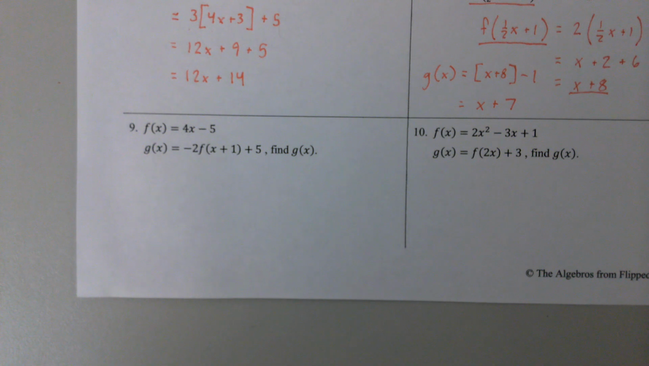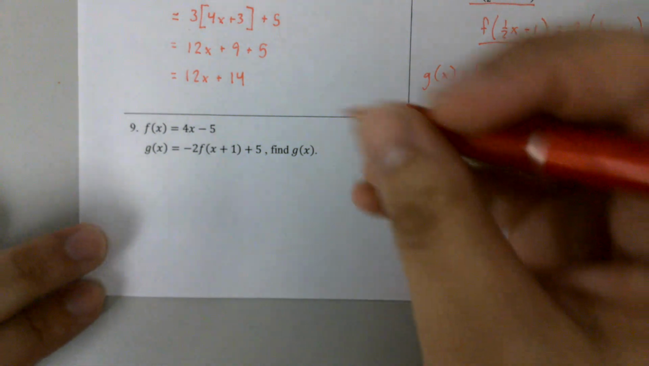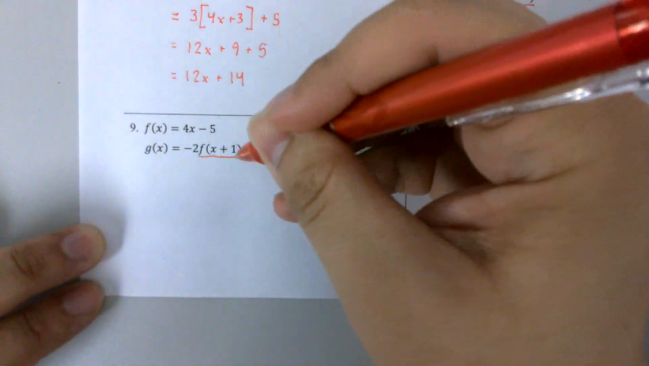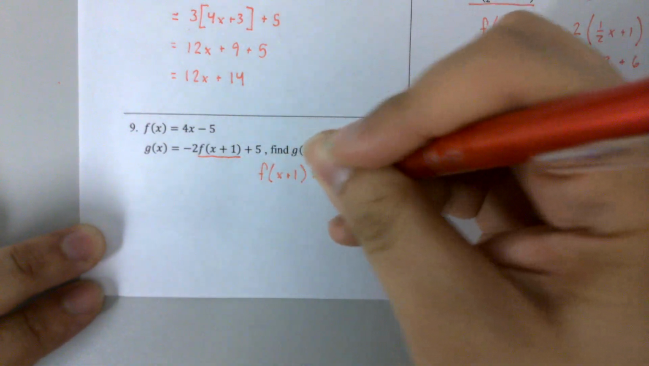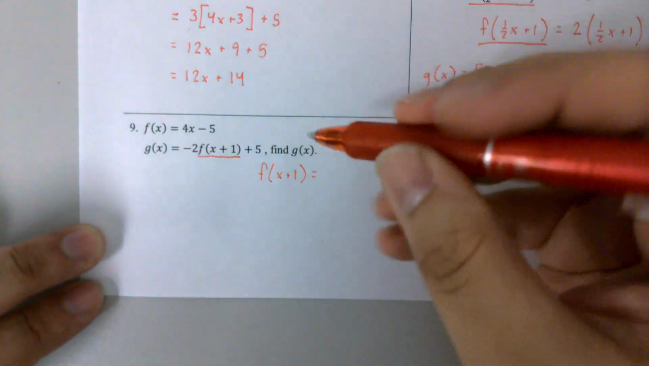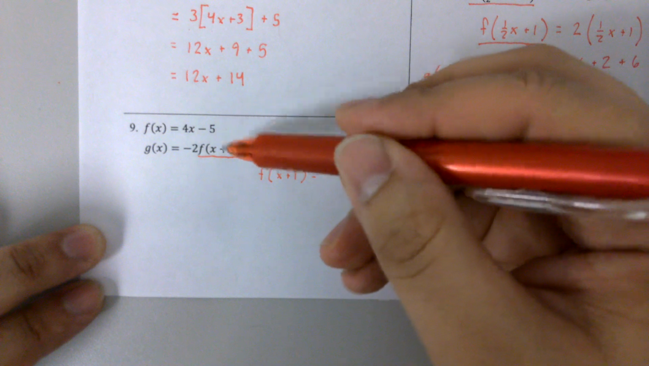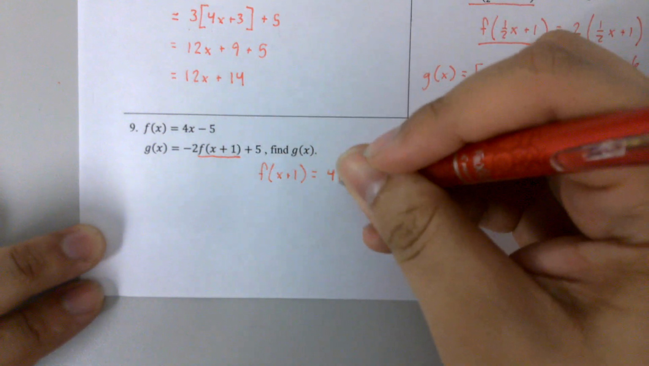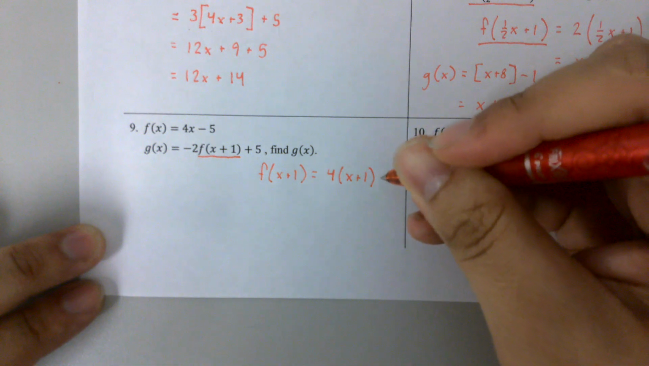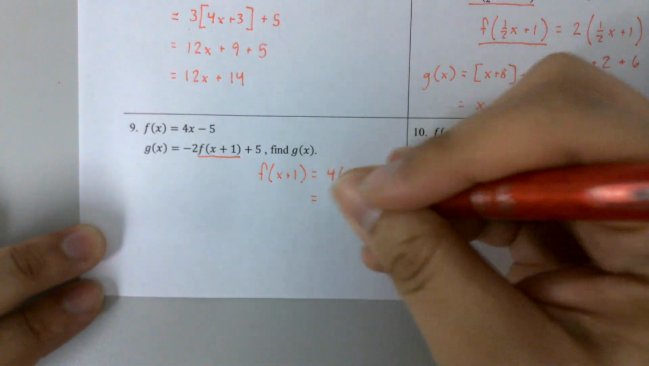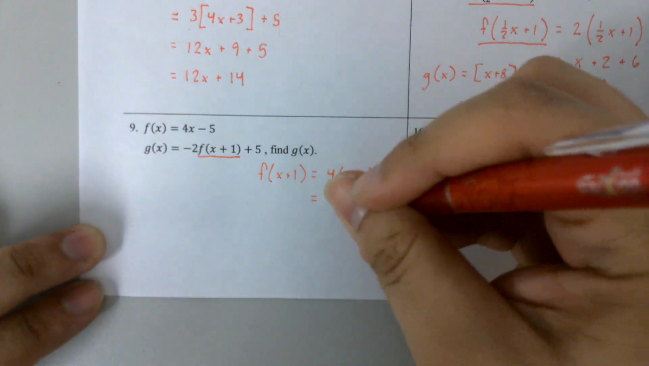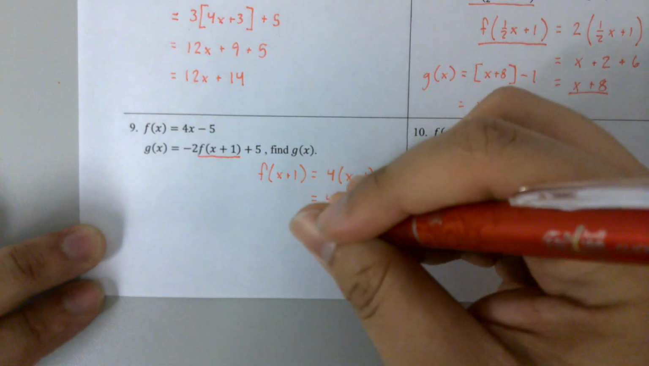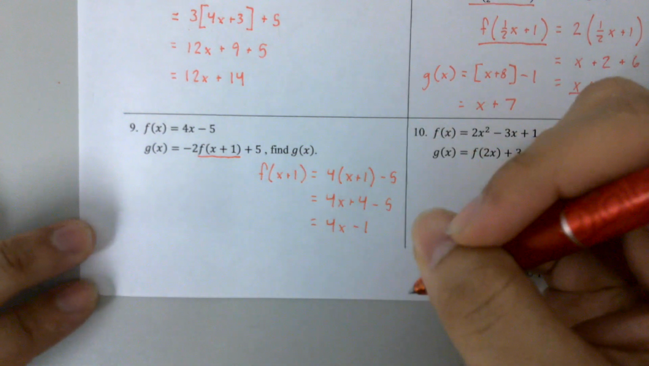So we have f of x is equal to 4x minus 5. We want to find g of x here. So what we can do is first let's just figure out what f of x plus 1 is. Well, f of x plus 1 is equal to, remember, we're just going to replace this x over here in f of x with x plus 1. This is equal to 4 times x plus 1 minus 5. Then we have 4 times x, and then 4 times 1. So that's going to give us 4x plus 4 minus 5. And this is equal to 4x minus 1.